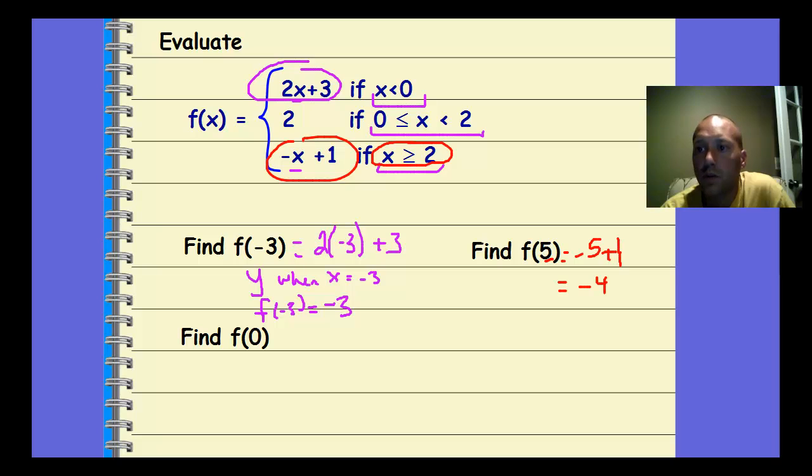And the last one would be if x is 0. Equal to 0 is this middle one. It has to be 2. There's no equation, it just is that value. There's no x to plug 0 in for. It just tells me if you have any x value between 0 and 2, including 0, your y value has to be 2.